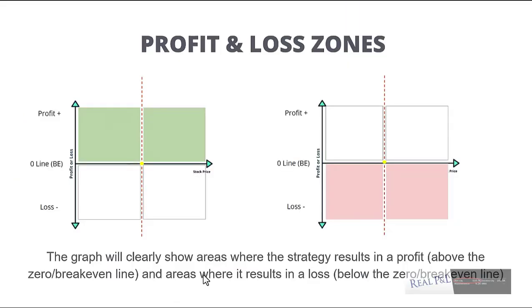So the profit and loss zones. The graph clearly shows areas where the strategy results in a profit, right above the break even. This is all profits. If you have a point here or up here, you're going to be in a profit zone. And then there are areas where there's a loss below zero. So if you're intersecting your line here or here, you're going to be at a loss down here, below the break even line.